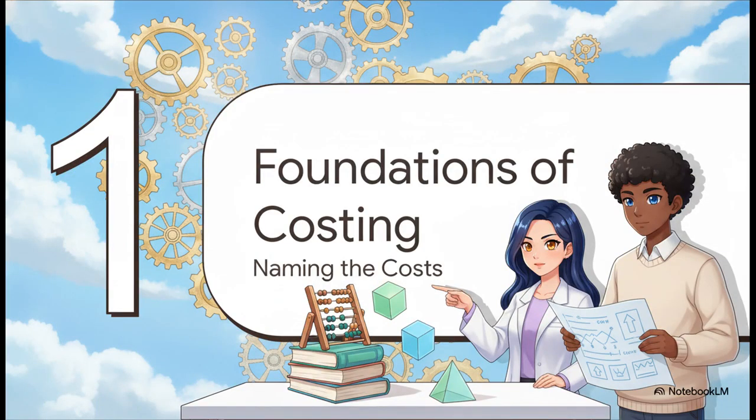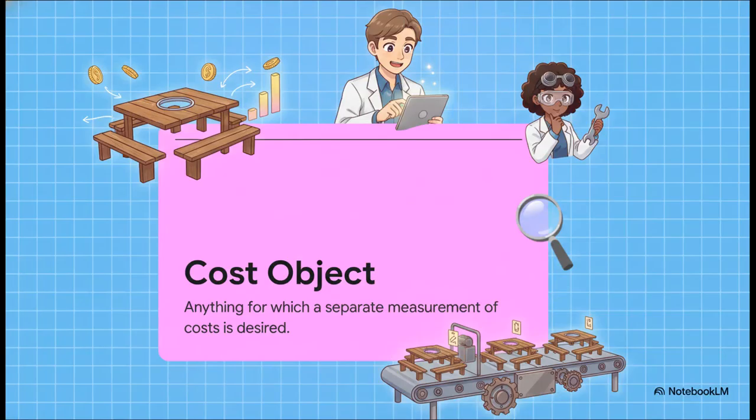Starting right off with Section 1, Foundations of Costing, naming the costs. Okay, so a cost object is exactly what it sounds like. It is simply anything for which you want a separate measurement of costs. Let's make this real for a second. Imagine you are manufacturing wooden braille tables.